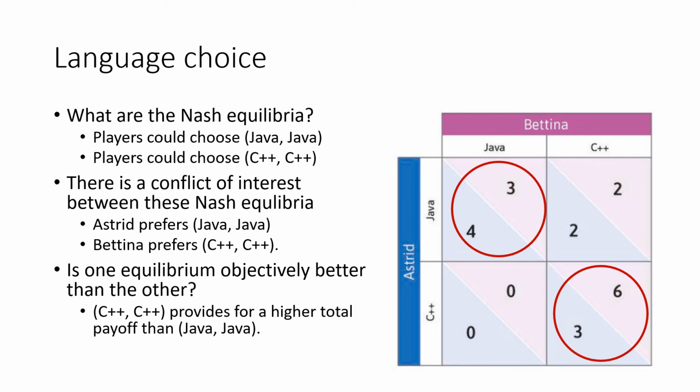Is one equilibrium objectively better than the other? Yes, the C++ outcome provides a higher total payoff than Java and Java. However, both equilibria are efficient.